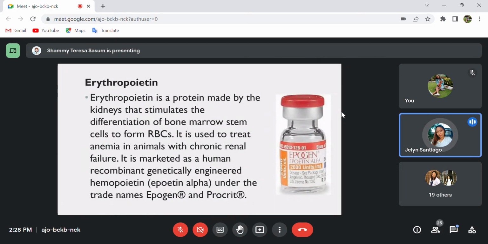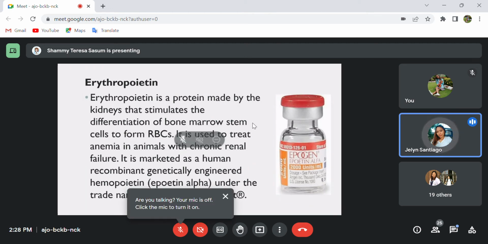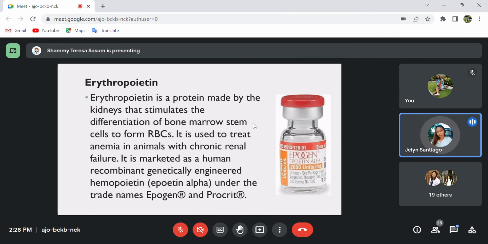Erythropoietin is a protein made by the kidney that stimulates the differentiation of bone marrow stem cells to form RBCs. It is used to treat anemia in animals with chronic renal failure. It is marketed as a human recombinant genetically engineered hemopoietin or epoetin alfa under the trade names Epogen and Procrit.